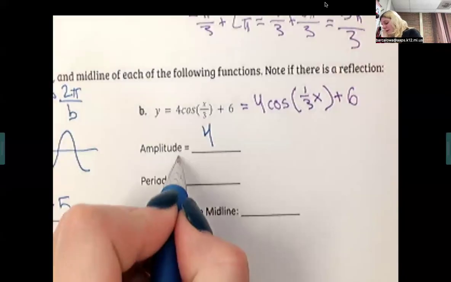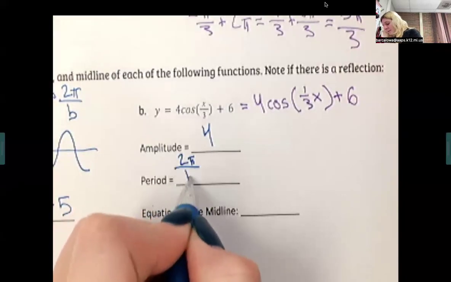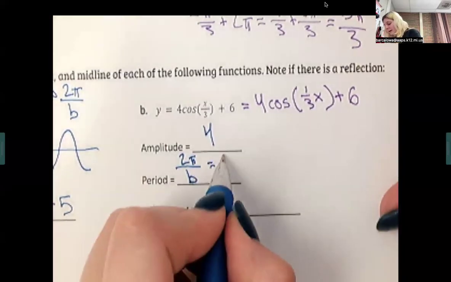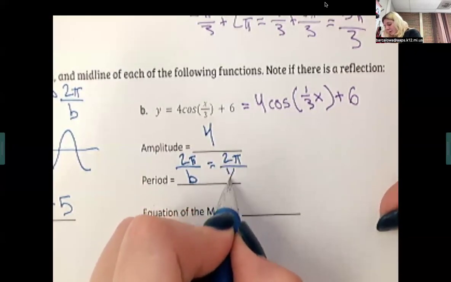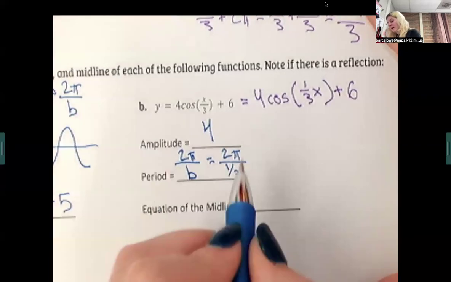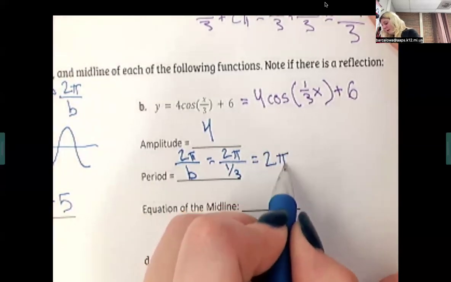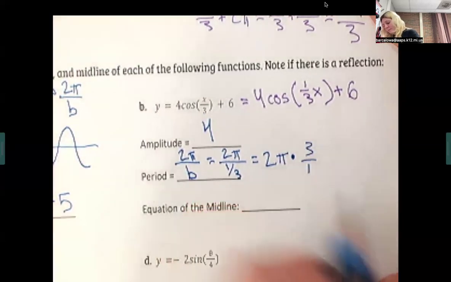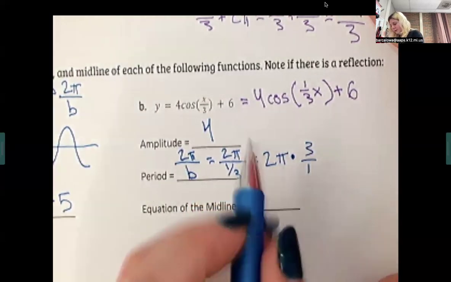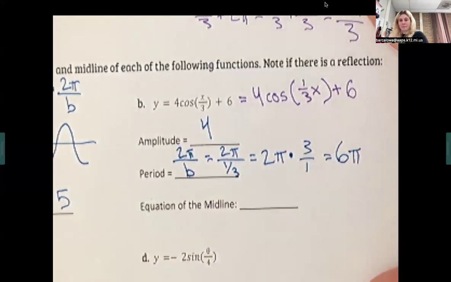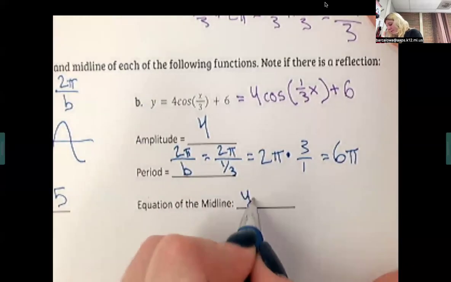So to find the period, 2 pi divided by b. So 2 pi divided by 1/3. Again, remember, fraction and a fraction, keep, change, flip. Keep the top the same, 2 pi. Change to multiplication, flip the bottom one. We're multiplying by the reciprocal. 2 pi times 3 is 6 pi. Equation of the midline, y equals 6.